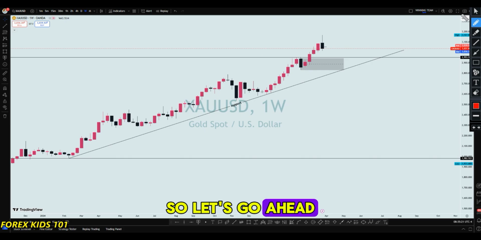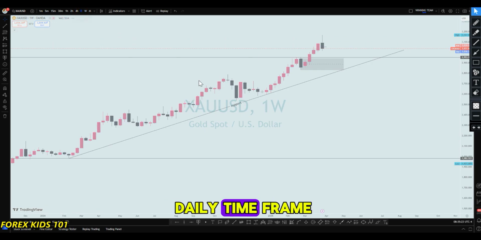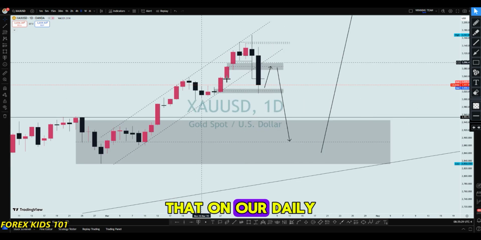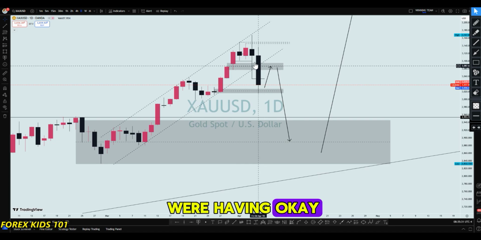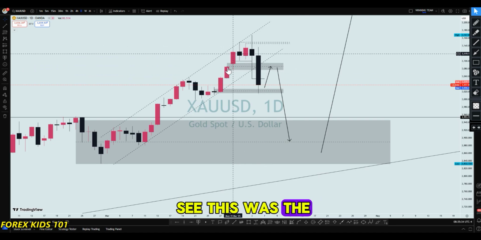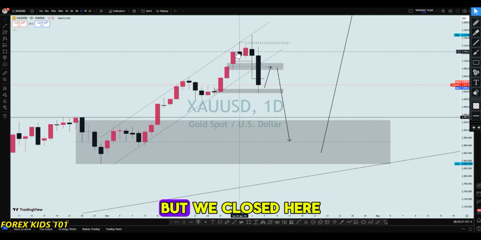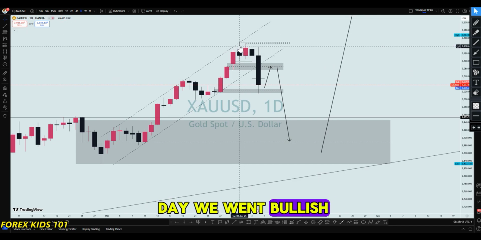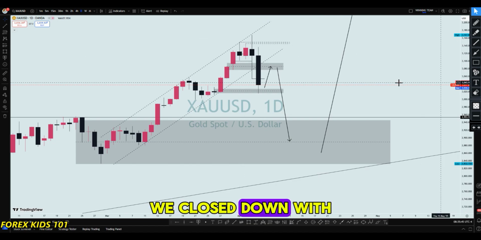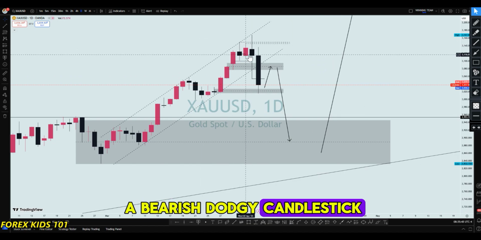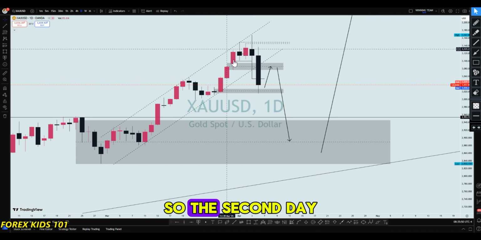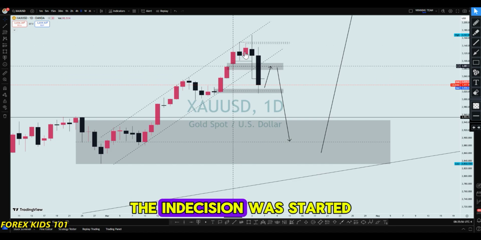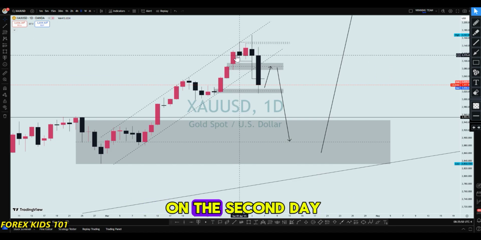So let's go ahead and look at what we have on the daily time frame. I did explain there in my data that on our daily time frame, this is what we were having. As you can see, this was the first day of the week. We were bullish, but we closed here. The following day, which was the second day, we went bullish but failed to close up. We closed down with a bearish doji candlestick, followed by a bullish one, so the second day did indicate a bit of indecision in the market. The indecision started to occur here on the second day of the week.